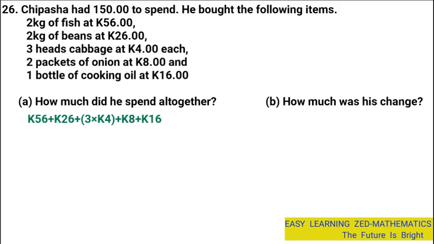So I'll start with this area, which is 3 multiplied by 4 kwacha. I'm going to copy 56 plus 26 just the way it is. Then I'm going to multiply 3 by 4, which will give me 12 kwacha, plus 8 kwacha plus 16 kwacha. Once I've done that, I will start adding.